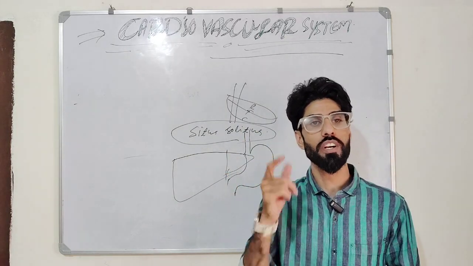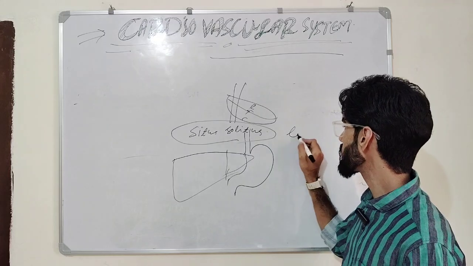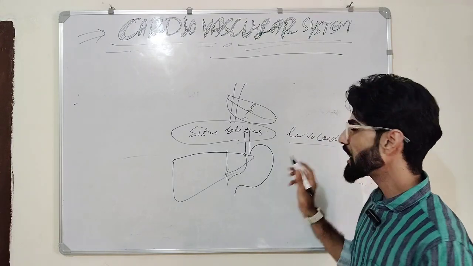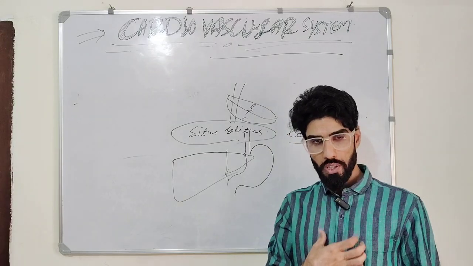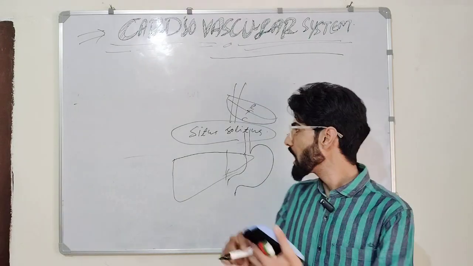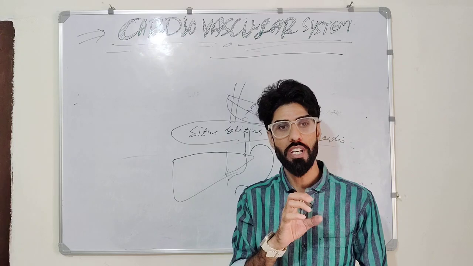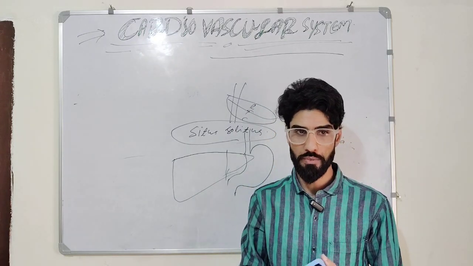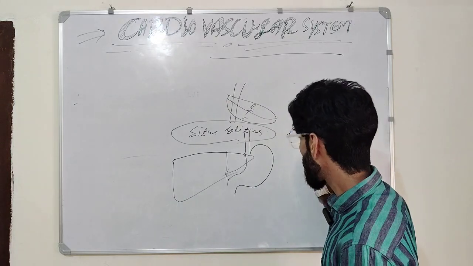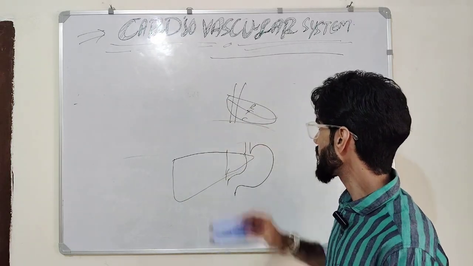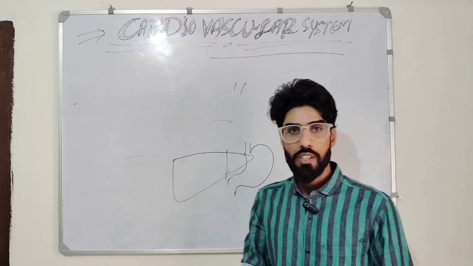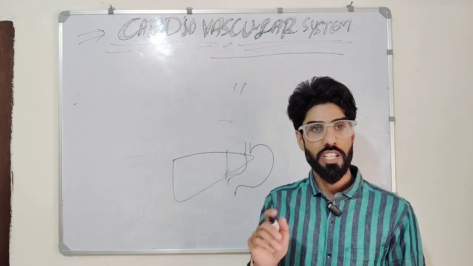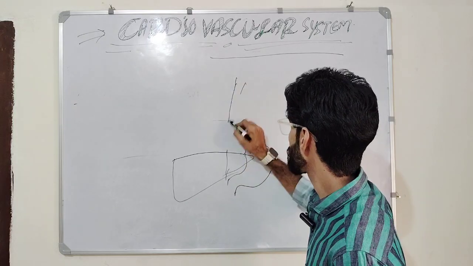Then what is situs solitus levocardia? Situs solitus levocardia is when all the body parts are in a normal position and the heart is towards the left side of the sternum. Understood? Then the second condition is situs inversus levocardia.